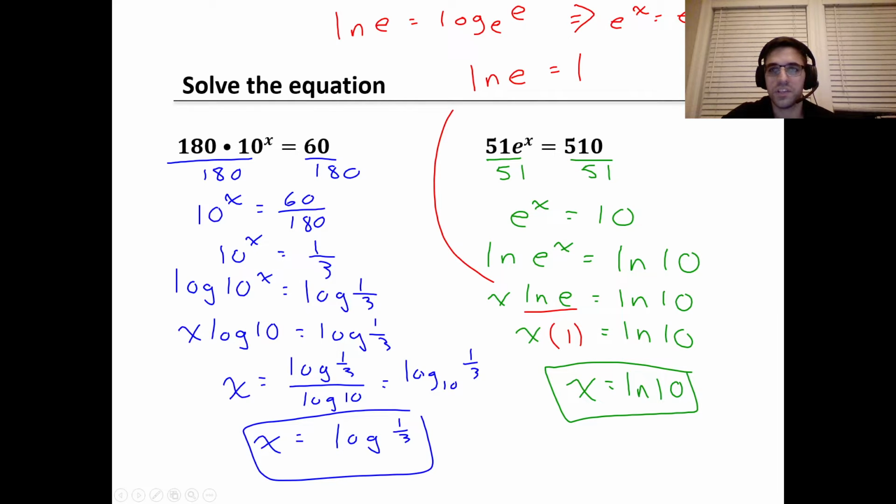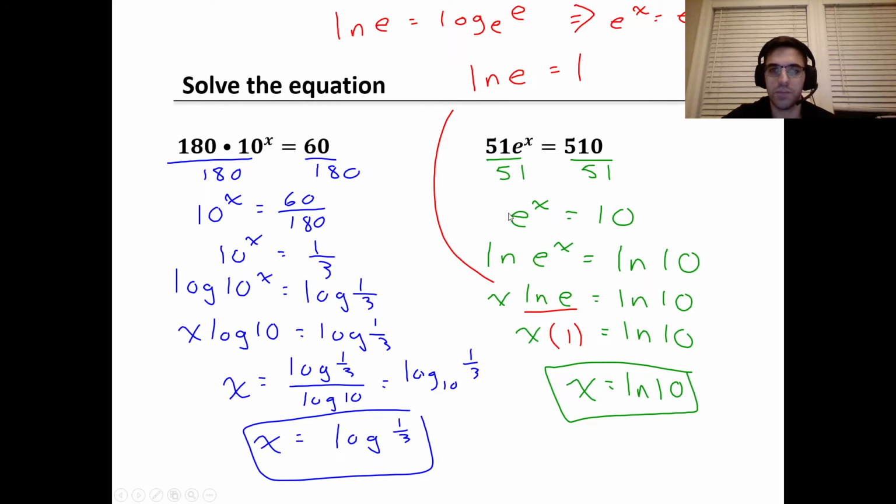Next example is an example with e. So if I have 51e to the power of x equals 510, I'm going to divide each side of the equation by 51, leaving me with e to the power of x equals 10. Okay, so now because e is my base, instead of taking the log, which you could do, we'll get the same answer eventually, it'll just take more work.